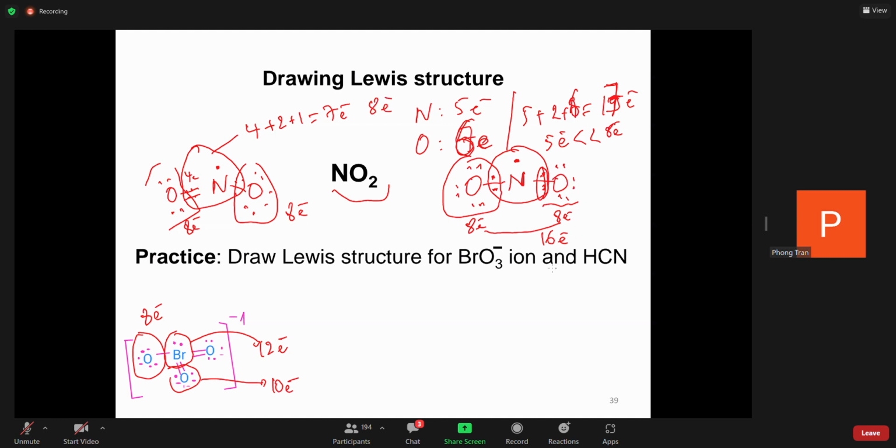So this structure is more likely than this one. Okay? So the correct answer will be nitrogen like this. Okay? Understand?